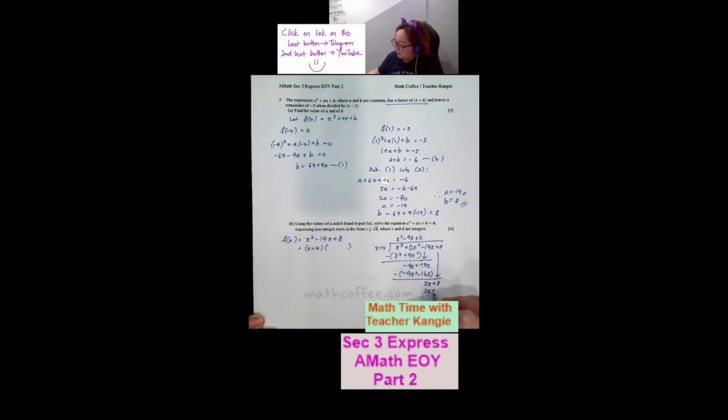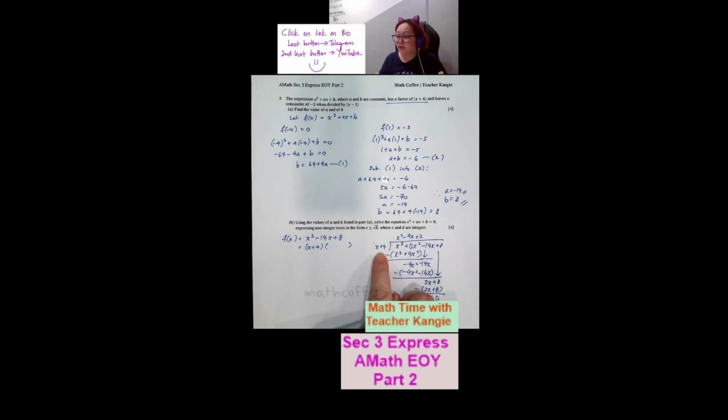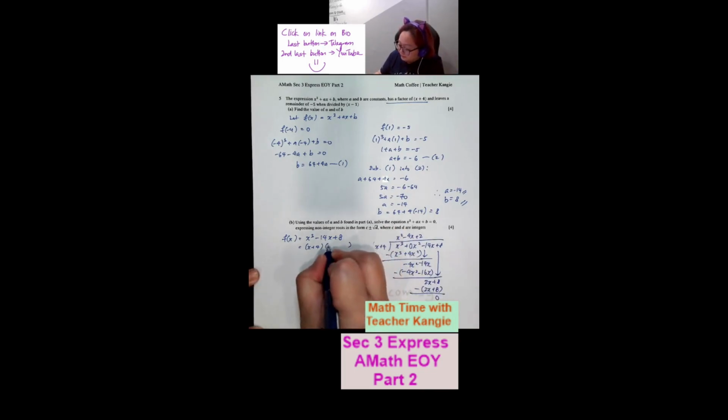So this is 2x plus 8 minus, and of course I expect a 0 remainder because x plus 4 is a factor. If you don't get a 0 remainder, please check your long division, okay? Because you must have 0 as the remainder. So now I know my quadratic factor is this side.